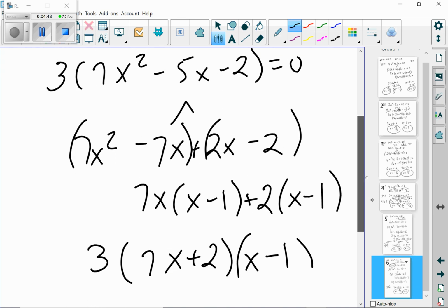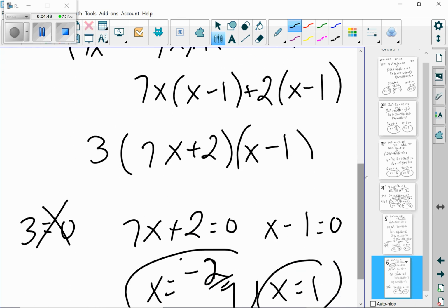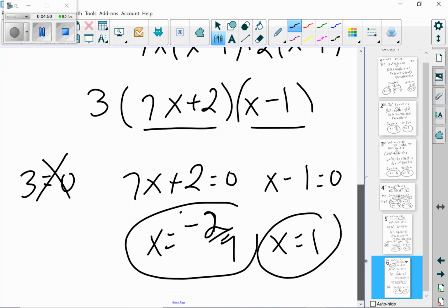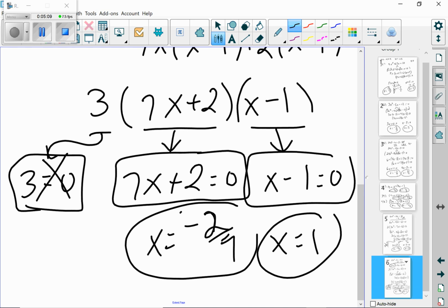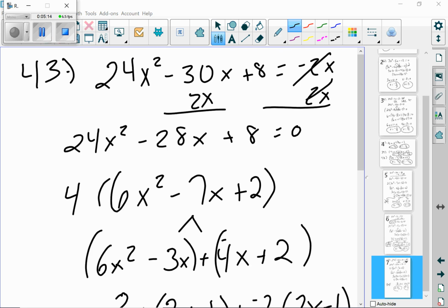You don't have to. I pulled out the 3, factored it into a 7x plus 2, x minus 1. Again, the GCF is in the front. Set each factor equal to 0. There's 3 factors here. The 3 is equal to 0 here, 7x plus 2 equals 0, and x minus 1 equals 0. 3 cannot be equal to 0, so that factor is just thrown away. You're left with 7x plus 2 equals 0 and x minus 1 equals 0, which gives you two answers, -2/7 and +1.